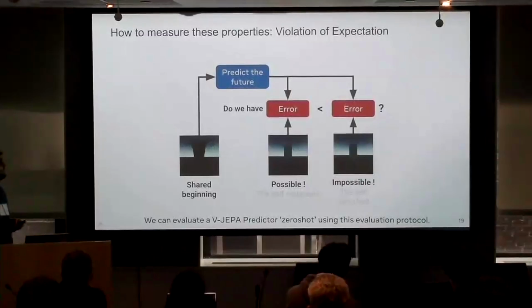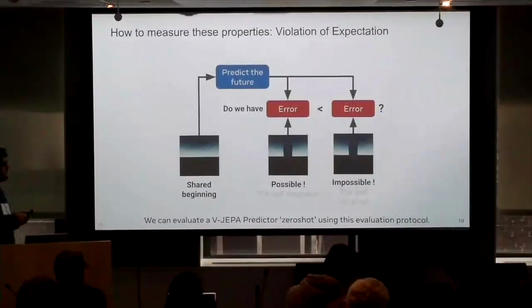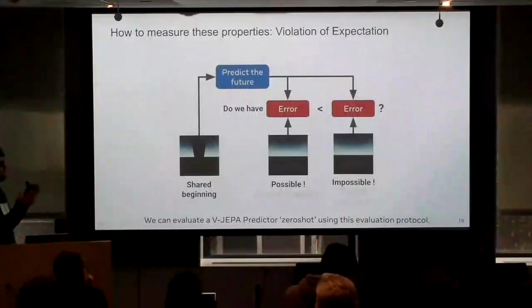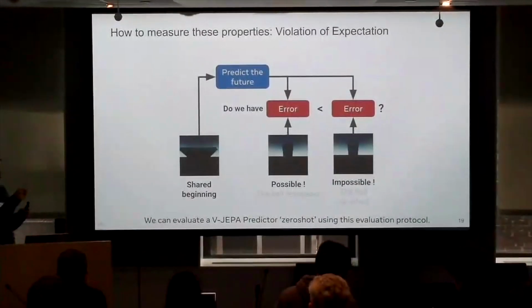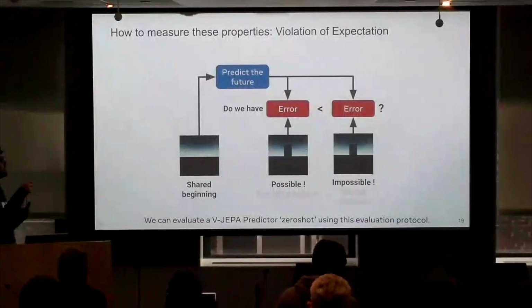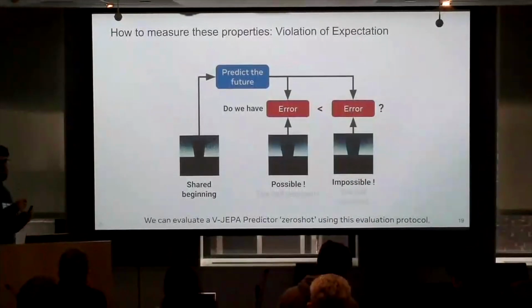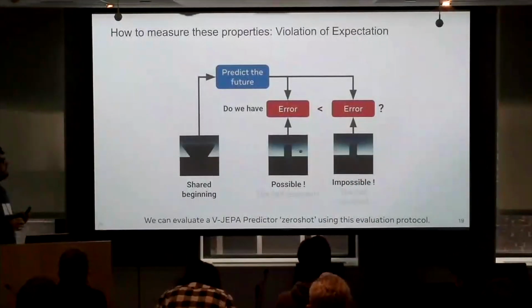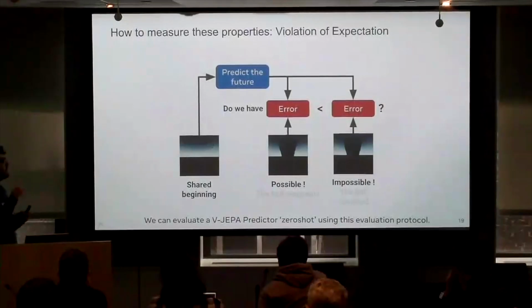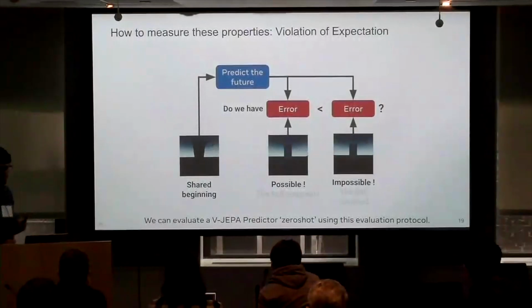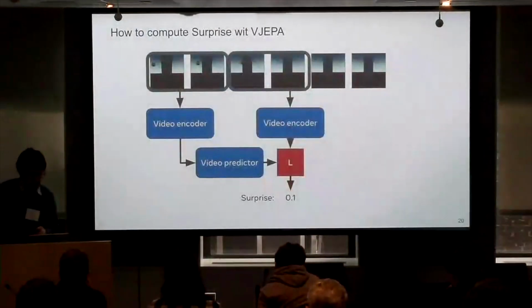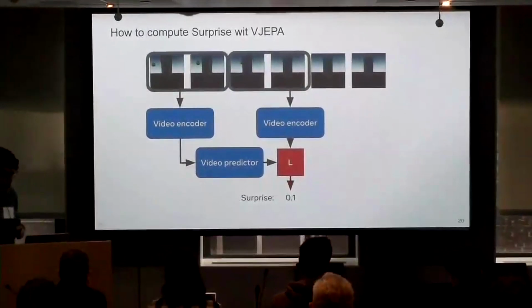And we can use a very similar protocol with a JEPA model. So basically, we're going to have the same beginning of the video. We're going to predict the future. And then we can compare the prediction with the actual future and compute an error. And the prediction with the highest error is the prediction with the highest surprise, right? So how do we compute surprise with JEPA?